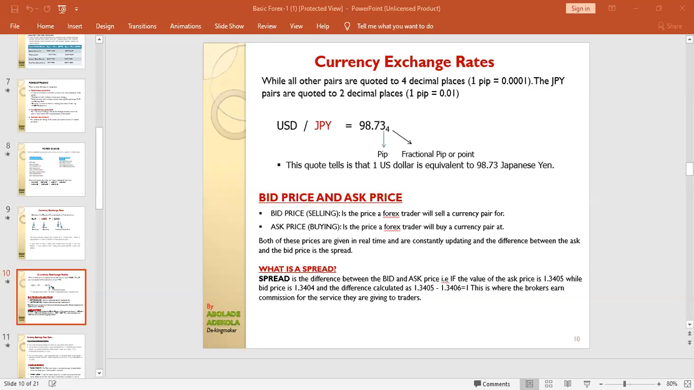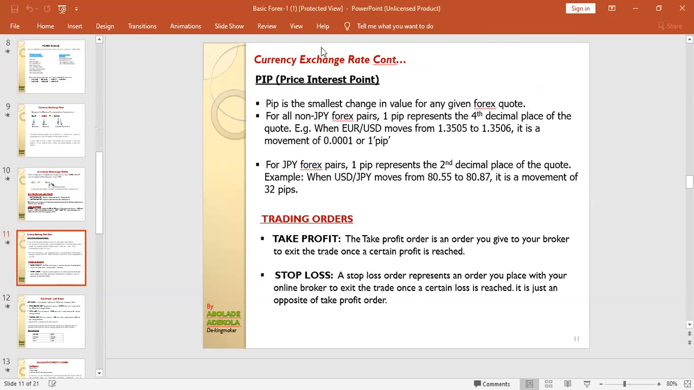So now let's move back to our slide. So we talked about spread as well. We also talked about pips. Pip is price interest point. It is the smallest change in value for any given forex quote. Okay, so take note of that.